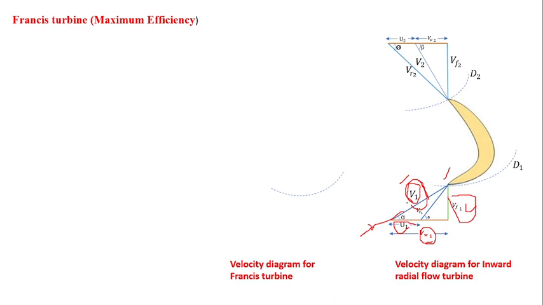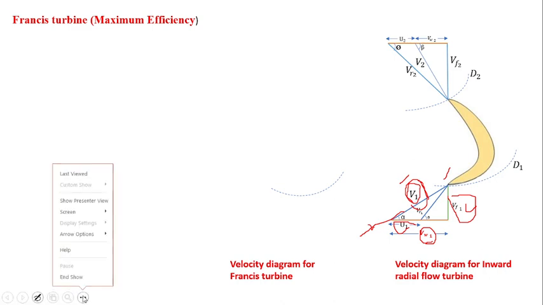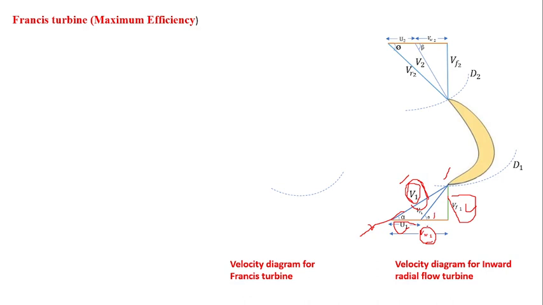In case water and runner are moving with different speeds, we will get the relative velocity, and the relative velocity makes an angle of theta.